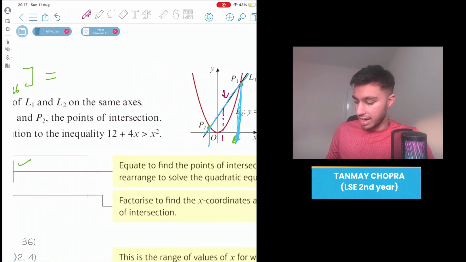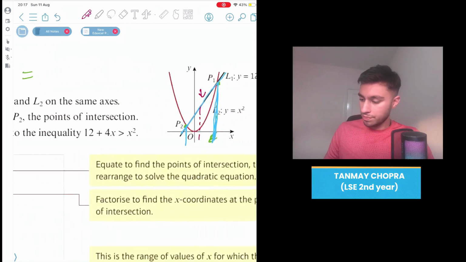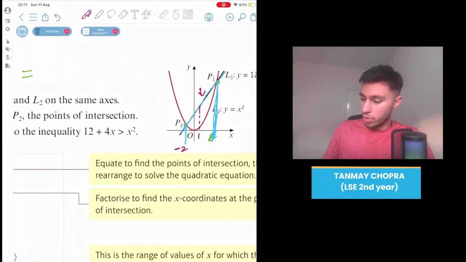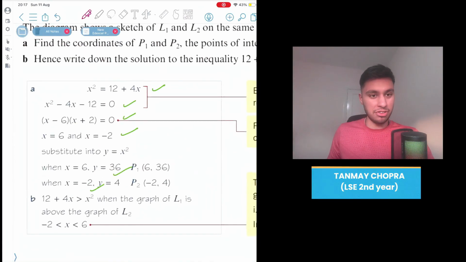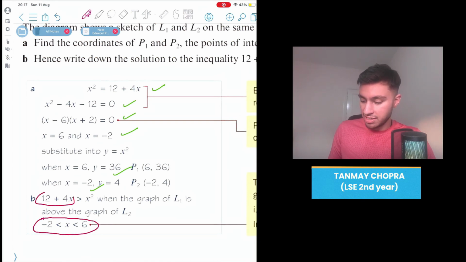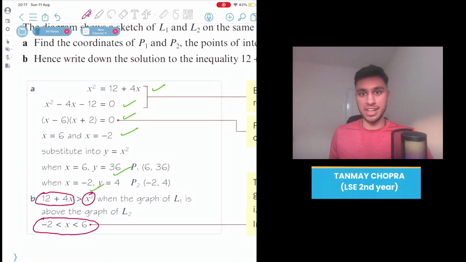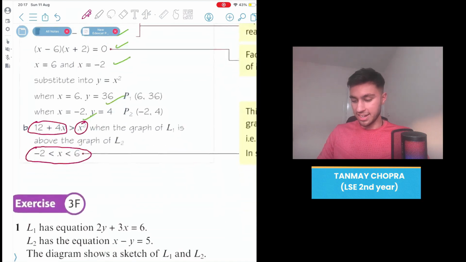P2 was -2 and P1 is +6, so they are the x coordinates. And so you can see what the solution is. Whenever x is between -2 and 6, we get 12 plus 4x is greater than x squared. We can now read it off the graph. Pretty easy, right? Okay, let's continue.